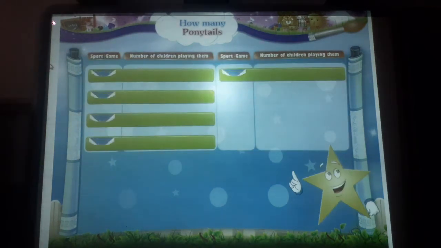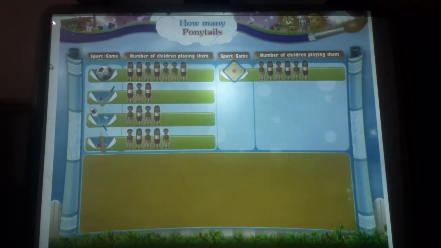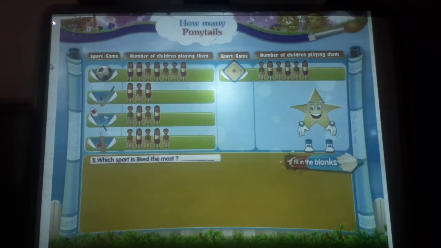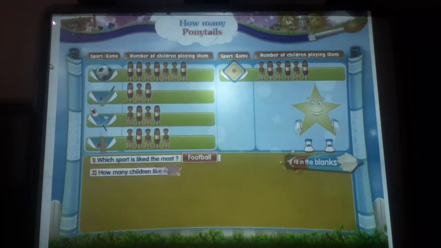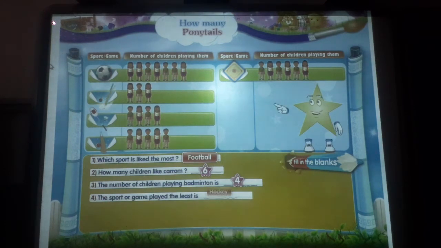Let us look at another activity. Let us read the data and fill in the blanks. 1. Which sport is liked the most? Football. 2. How many children like carrom? 6 children. 3. The number of children playing badminton is 4. 4. The sport or game played the least is hockey.